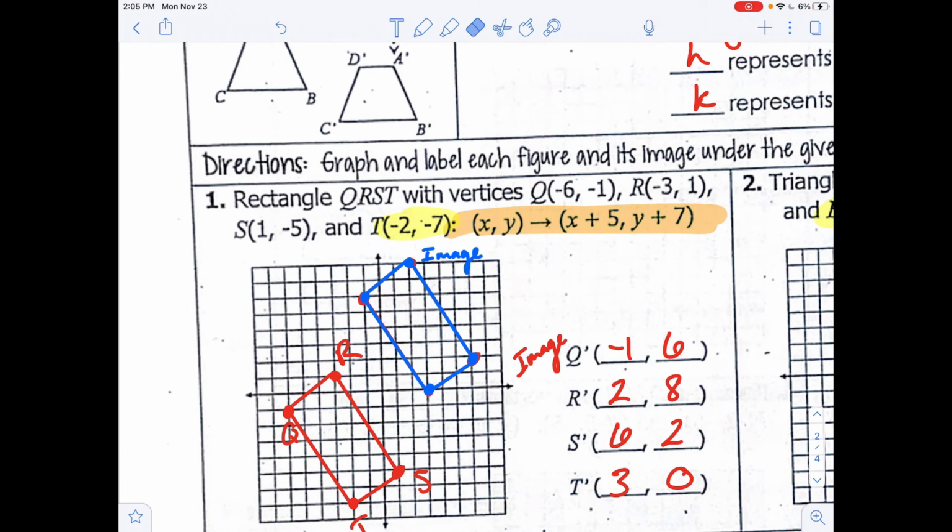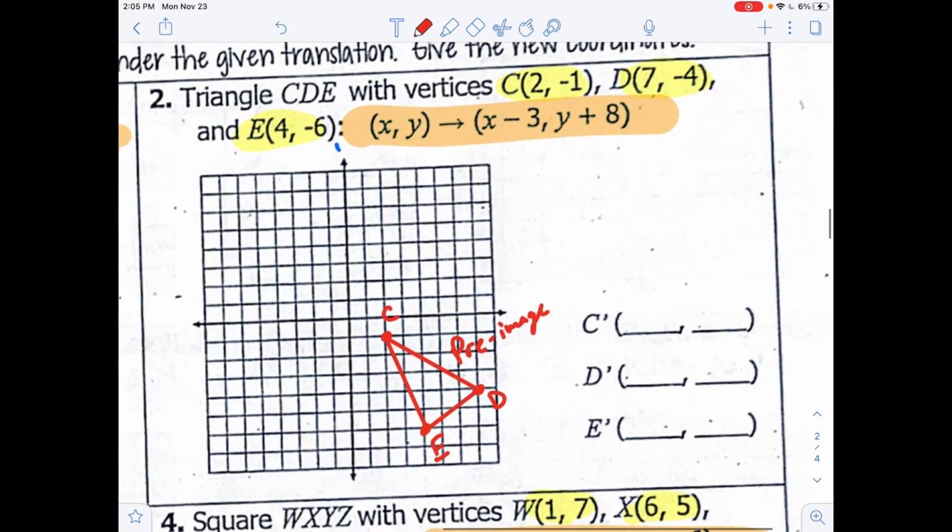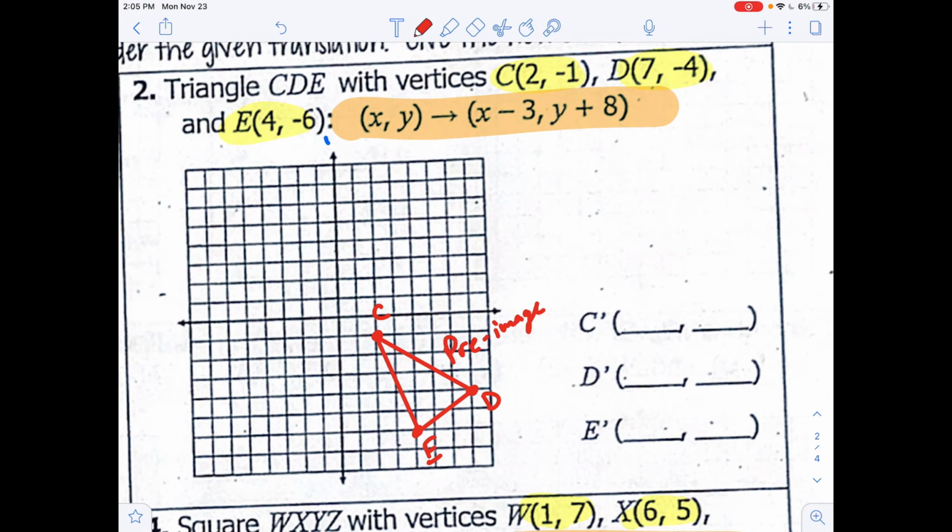And notice that the blue picture is the image. I moved it right 5 and up 7. And all we're doing here is just our addition or subtraction. We have to be careful about the negatives, though. Let's try one more example. Why don't you pause the video and try this one, and then unpause it and check your work.